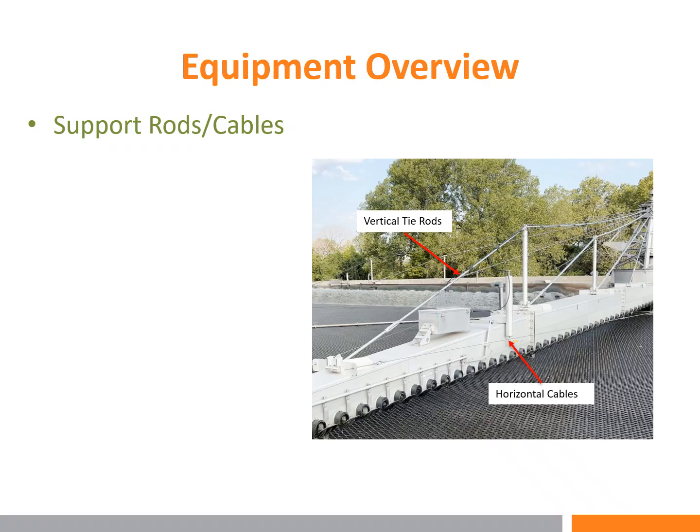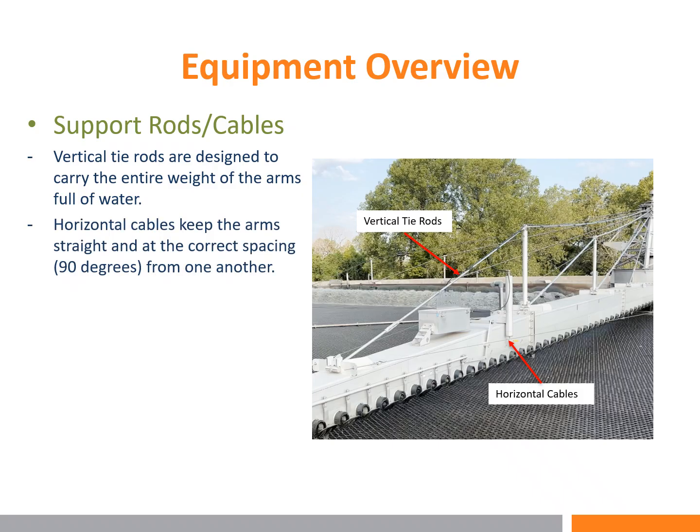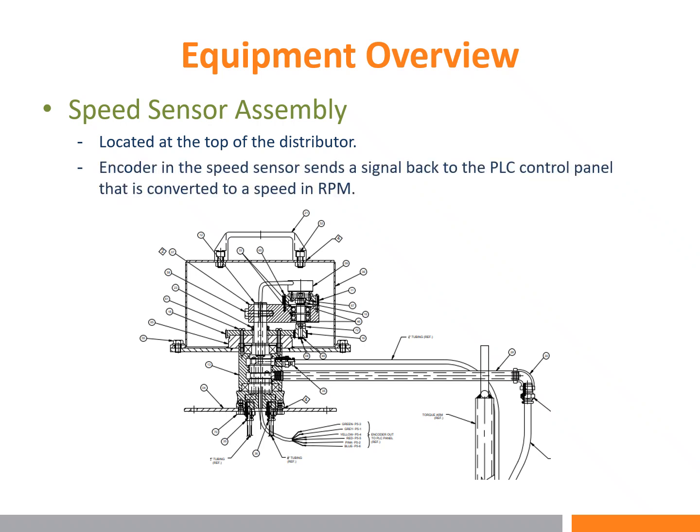Support rods and cables. Vertical tie rods are designed to carry the entire weight of the arms full of water. Horizontal cables keep the arms straight and at the correct spacing, or 90 degrees from one another. The speed sensor assembly is located at the top of the distributor. An encoder in the speed sensor sends a signal back to the PLC control panel that is converted to a speed in RPM. The speed is shown on the HMI screen on the PLC control panel.